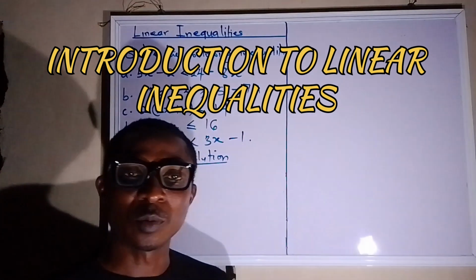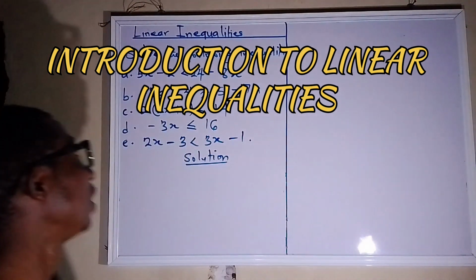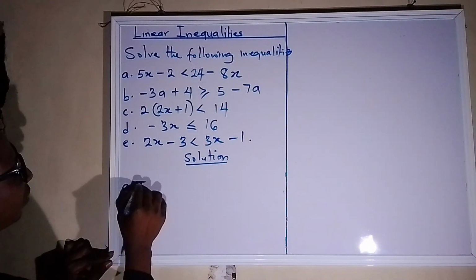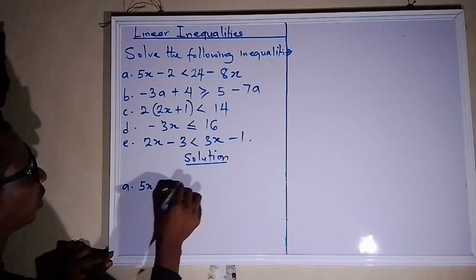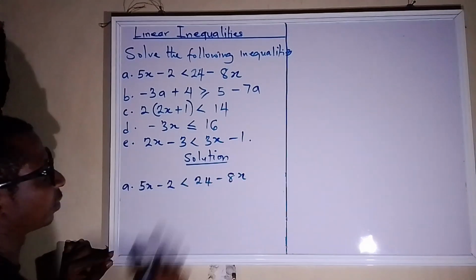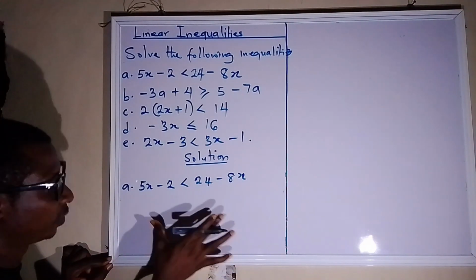Now I want to look at some questions under inequalities. Now let's look at the question we have here: 5x minus 2 less than 24 minus 8x. Now look at this question. How do we solve this question?